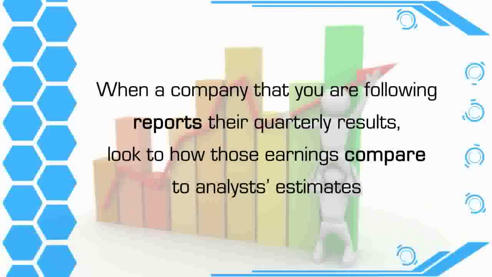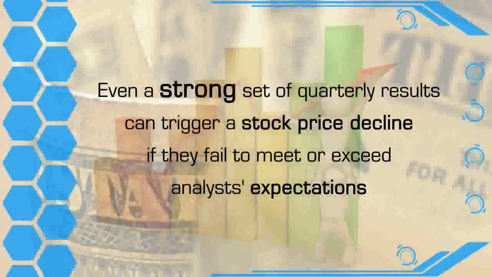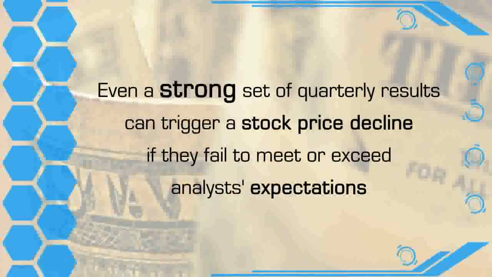When a company that you are following reports their quarterly results, look to those earnings to compare analysts' estimates. An upside surprise usually causes the stock price to rise. Likewise, if earnings disappoint analysts' estimates, the stock price is typically punished. Even a strong set of quarterly results can trigger a stock price decline if they fail to meet or exceed analysts' expectations. This can result from an issue at the company, or an issue with the analyst's forecasted expectations.